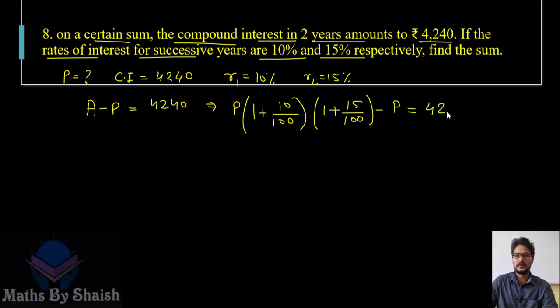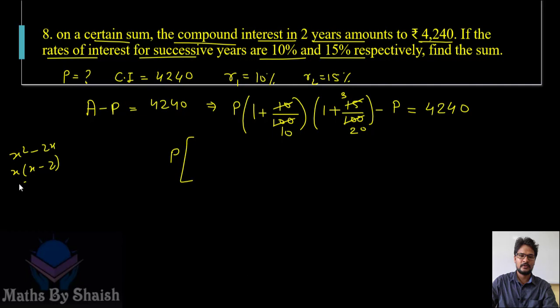That is 4240, and we can cancel it. 15 and 5, 3s are 5... 20 times. If we take P common, in the same way we take x common from here, so we are left with the remaining coefficient of P, which is 1 here. So it is 1 plus 1 by 10, 11 by 10, into 3 plus 20, 23 by 20, minus 1 equals 4240, and then we are going to simplify it.